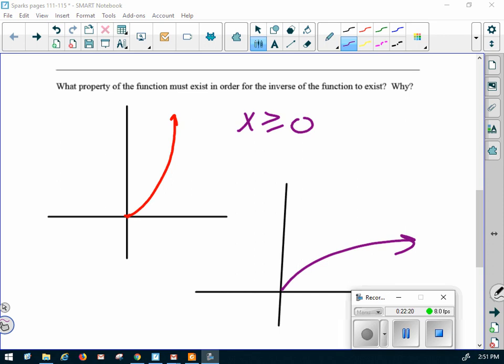Please look at the bottom of your notes there. It says if f of x is not 1-to-1, then there are going to be repeated y values. When the inverse is formed, those repeated y values become repeated x values because the x's and y's switch. So f inverse exists if and only if f of x is a 1-to-1 function.